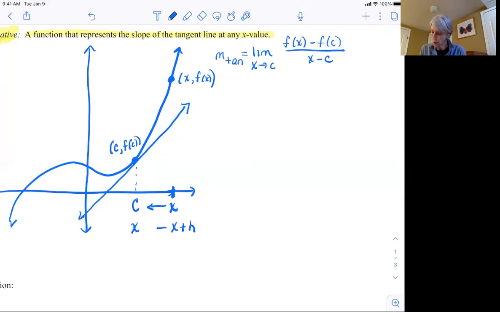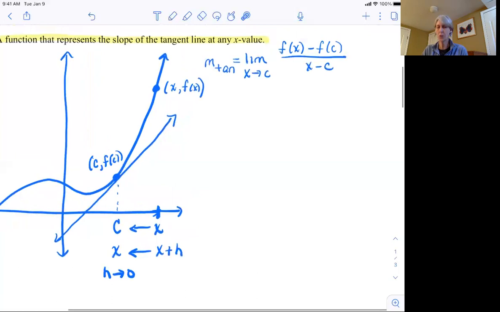So if we move this point closer, this means h is going to 0. For instance, if I start at the point 1 and 1.5, my h value is 0.5. But if I start at the point 1 and go to 1.25, h is getting smaller. So as h gets smaller, the amount we're adding to x gets smaller, and that point is moving closer. In essence, this point's moving closer and we'll get the same slope.